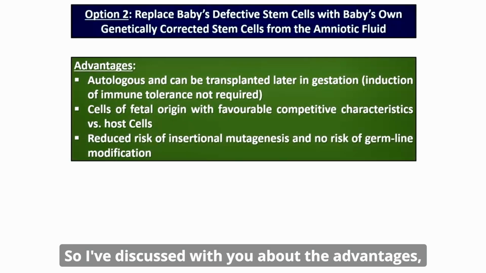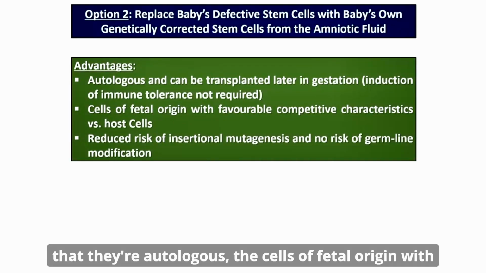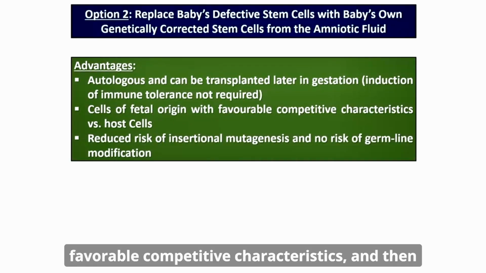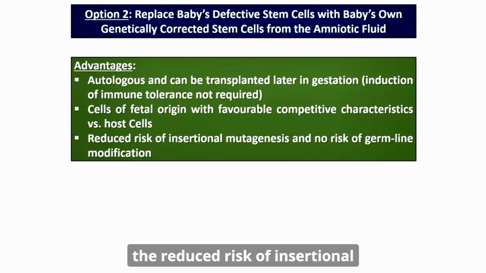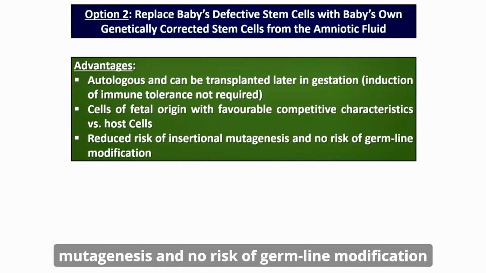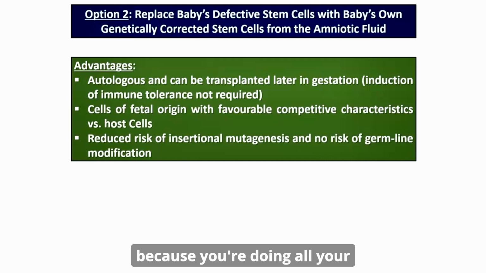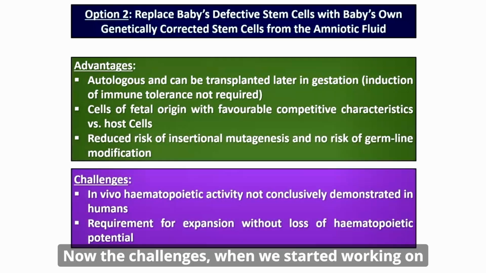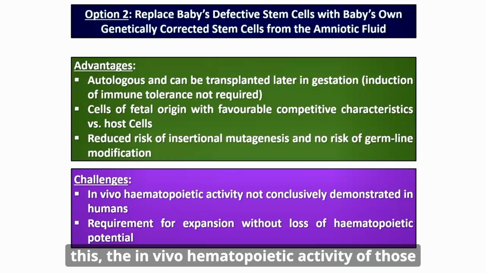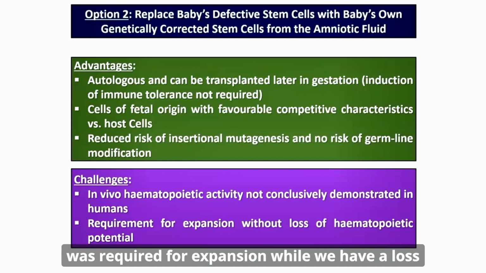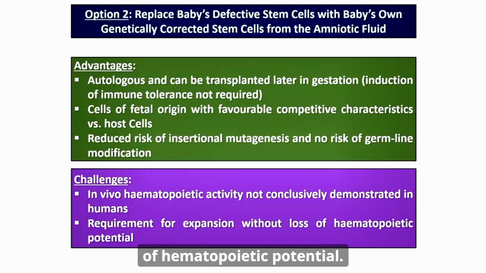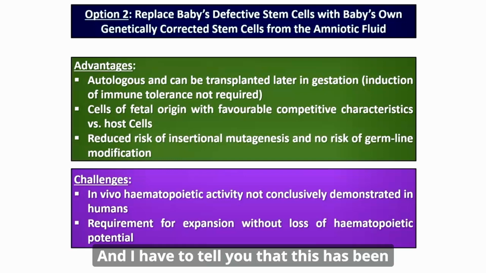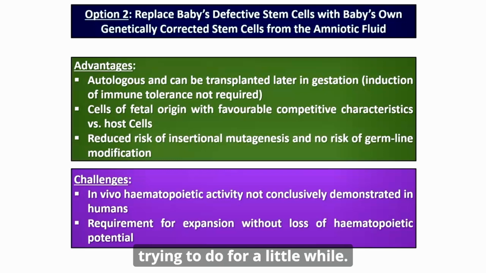So I've discussed with you the advantages. They are autologous. They are cells of fetal origin with favorable competitive characteristics, and there is reduced risk of insertional mutagenesis and no risk of germline modification because you're doing all your gene therapy in the dish. Now the challenges: when we started working on this, the in vivo hematopoietic activity of those cells was not demonstrated conclusively, and there was a requirement for expansion without the loss of hematopoietic potential. And I have to tell you that this has been something that I've been trying to do for a little while.